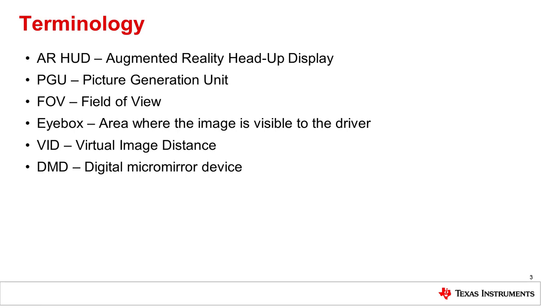Some common acronyms and terms are included here. An AR HUD is an augmented reality head-up display. PGU, or Picture Generation Unit, is the DLP projector and diffuser screen that creates the real image. Field of view, or FOV, is the width and height of the projected virtual image in degrees and determines how large the image appears. The eye box is the area in which the virtual image is visible to the driver. Virtual image distance, or VID, is the distance from the eye box at which the virtual image is located. A digital micromirror device, or DMD, is the MEMS device at the core of DLP technology.